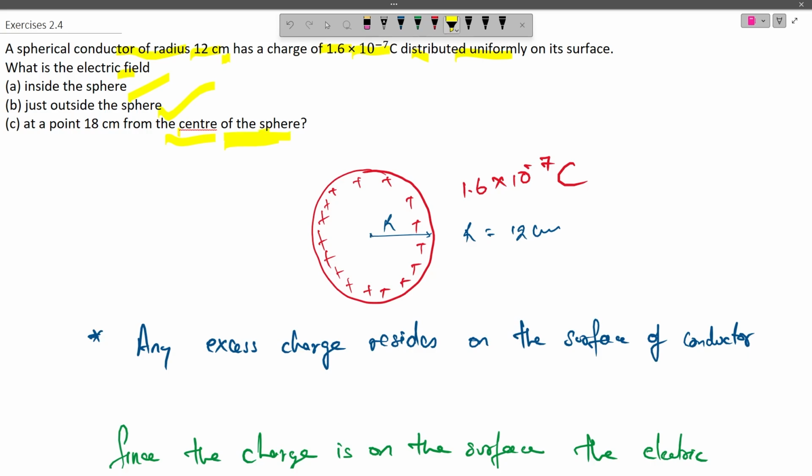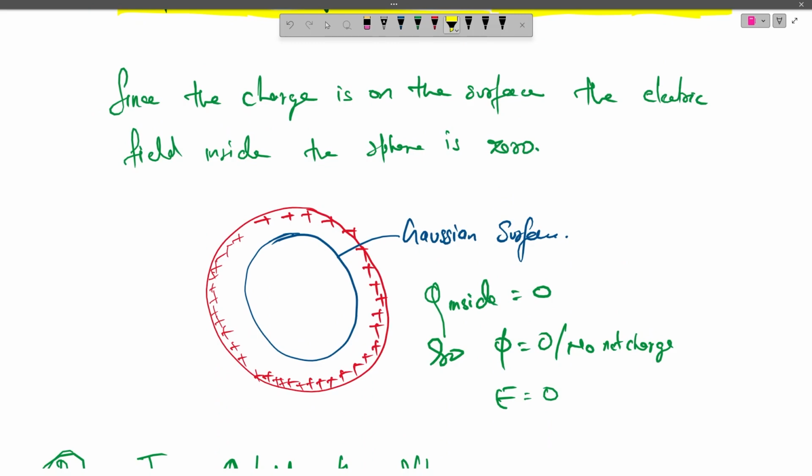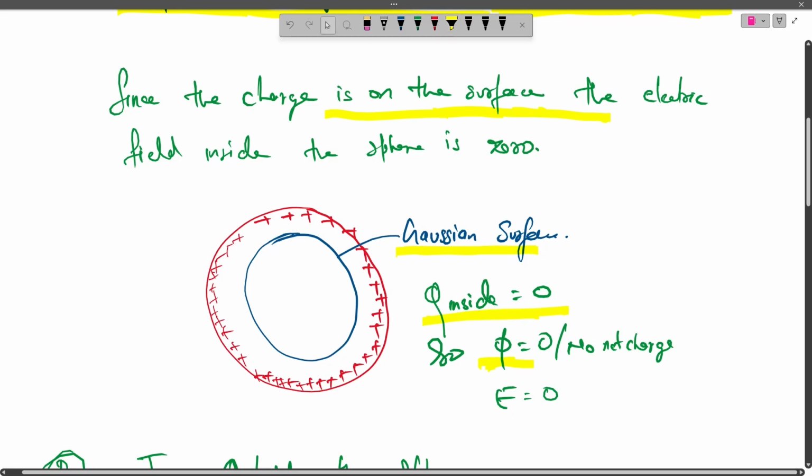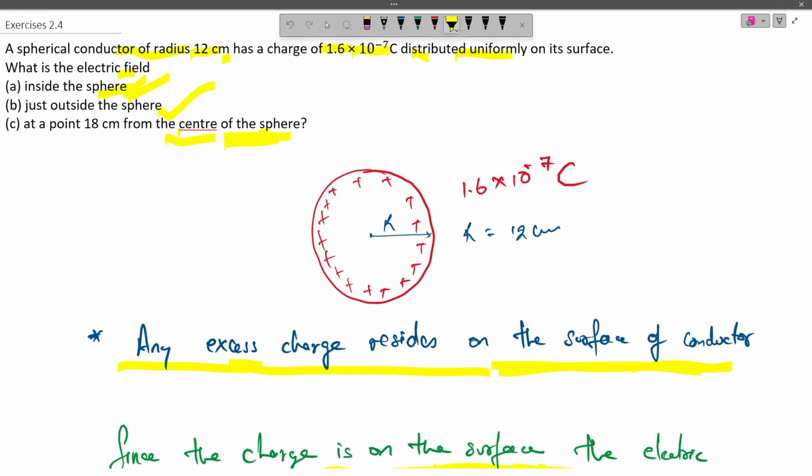Now we know, for a property of a conductor, that any excess charge inside the conductor resides on the surface of the conductor. No net charge is present inside the conductor. So for the first part of the question, what is the electric field inside the sphere, we can apply Gauss law inside the sphere. Assuming there is a Gaussian surface inside the sphere, there would be no charge inside the Gaussian surface. Thus, flux would be zero, and thus the electric field would be zero. So the electric field inside the sphere is going to be zero.